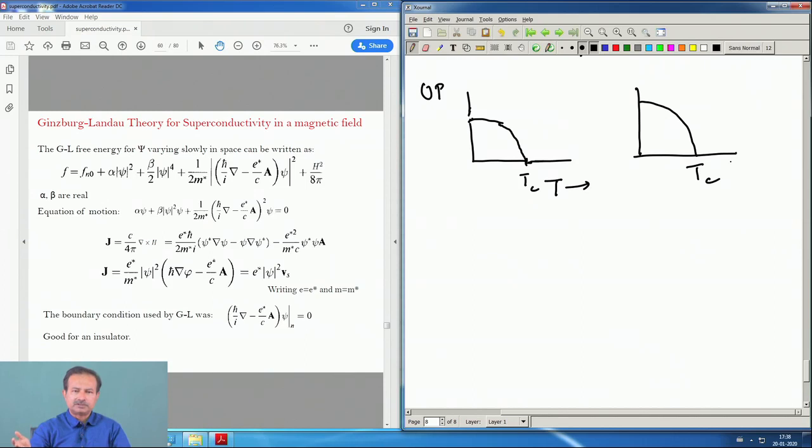Okay. Above Tc it is 0, below Tc it is non-zero, and Ginzburg and Landau were able to write down an order parameter which is like this. So, they said that let us think of a superconducting wave function, a pseudo wave function, you can call it, whose square gives me the superconducting density.